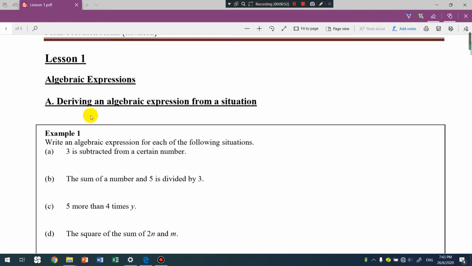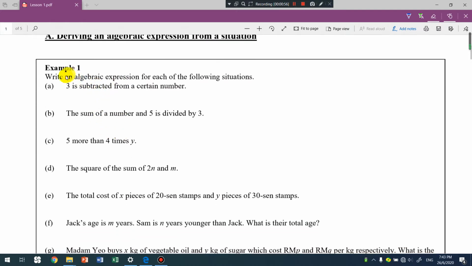Deriving an algebraic expression from a situation. In this example, we have different types of situations. What we need to do is represent the given situation by using an algebraic expression. Let's see how we do that.